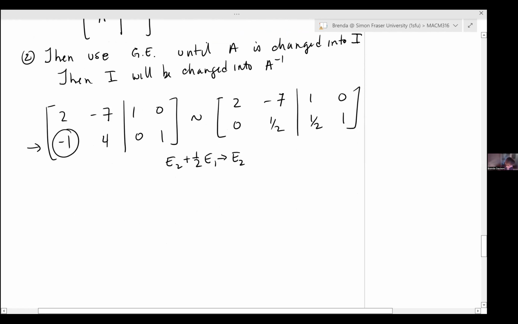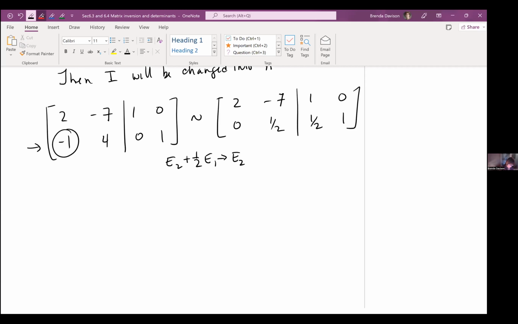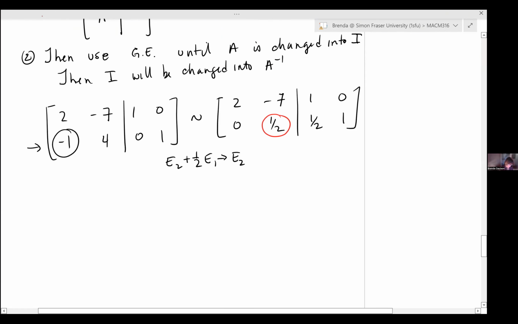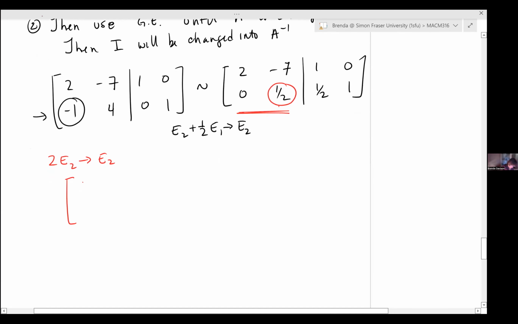Then I look, and my next step is, there's more than one order you can do this in too. You don't always have to do it exactly in the order I'm doing, but I'm looking at that. I'm going to say, oh, that guy needs there to be a 1. I'm trying to make this look like I, so I need to get a 1 there. So my next operation is going to take 2 times E2 and put that back into E2. That gets me this thing here, 2, minus 7, 1, 0, and then 0, 1, 1, 2.